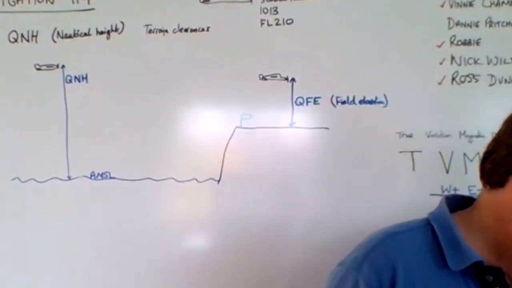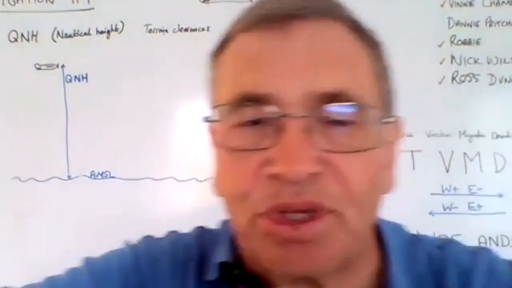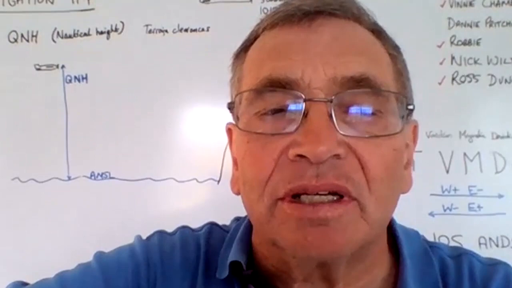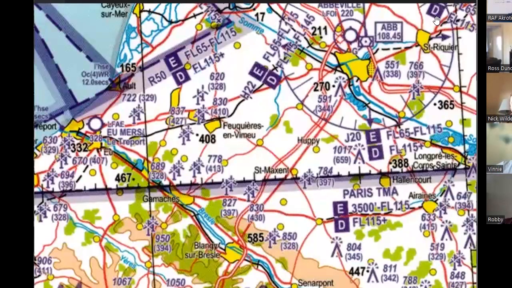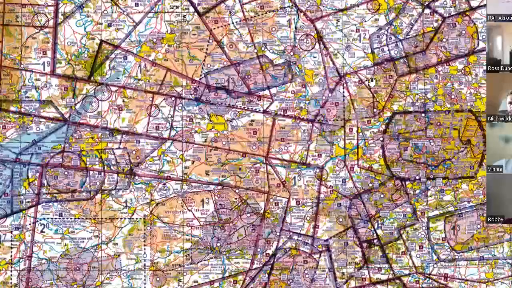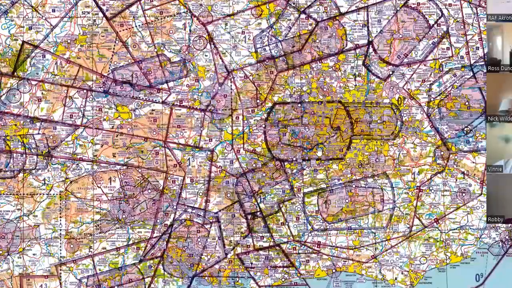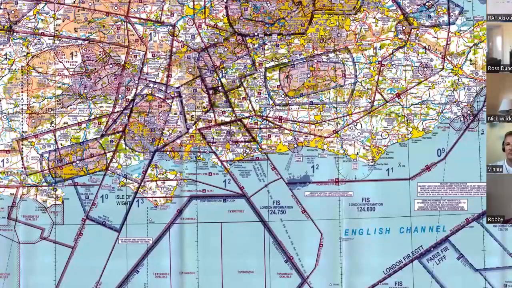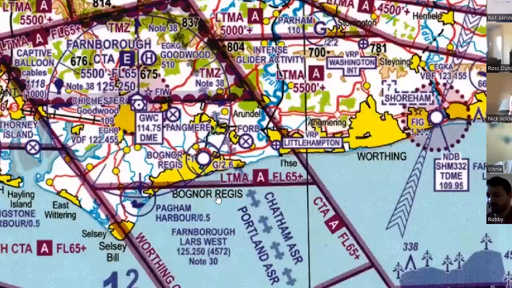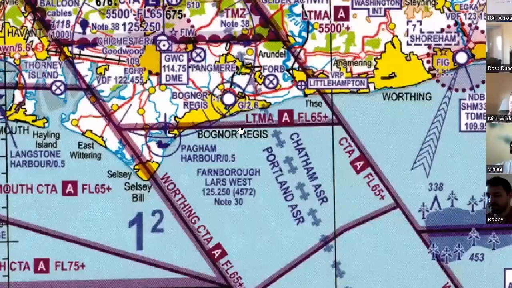So let's quickly talk about regional QNHs. On a UK chart, and Cyprus is very similar, you've got altimeter setting regions. I'm just going to find one here on the south coast. There's one that goes through Bognor Regis, just to the right of it. Here we go. This is it here.